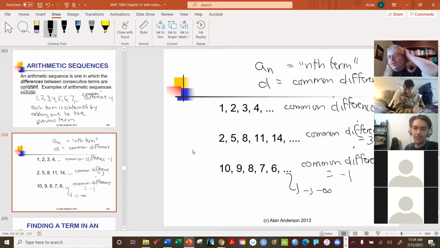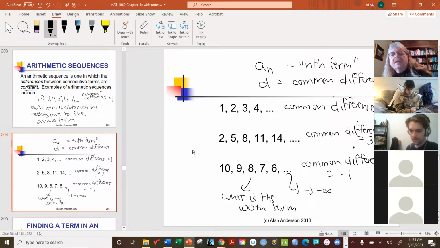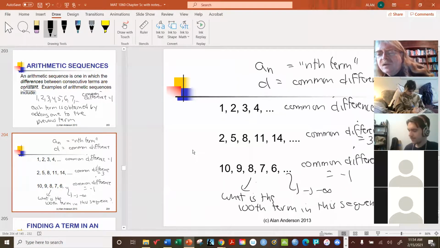Now, why would you need a formula here? What if I wanted to know, let's say I asked this question, what is the 100th term in this sequence? Well, you've got two options. You can write them all out, but that's going to take a long time. Don't you agree? The other option is to use a formula, which we will be defining next.